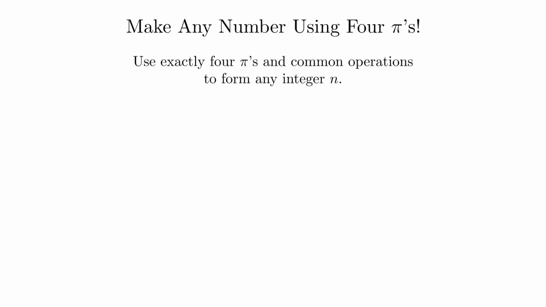All right, let's dive into something super cool today. How to make any number using exactly 4 pies. Yeah, you heard that right. 4 pies and some basic math operations can get us any integer we want. Let's see how this works.